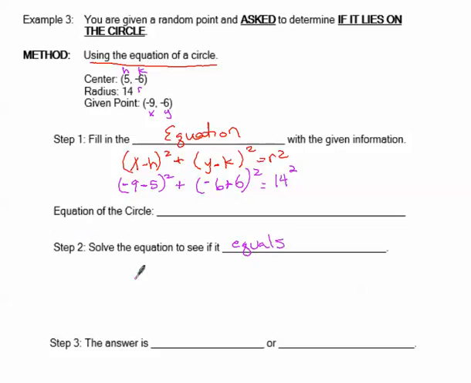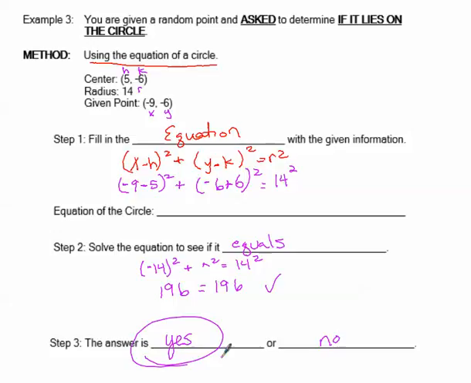All right, so we're going to plug this in the calculator. So -9 minus 5. So let's work it. Squared. -6 plus 6 is 0. Equals 14 squared. So parenthesis -14 squared, 196, plus 0 is just 196. All right, oh, that's an equal sign. 196 equals 196. So that is true. Yeah, it equals. So we want to make sure that we actually answer the question. So if it lies on the circle, the answer is either yes or no. In this case, it's yes, because this worked out.